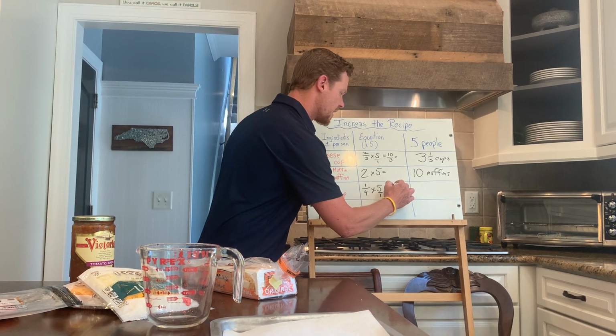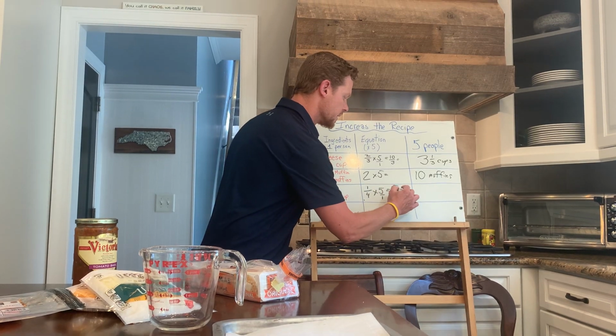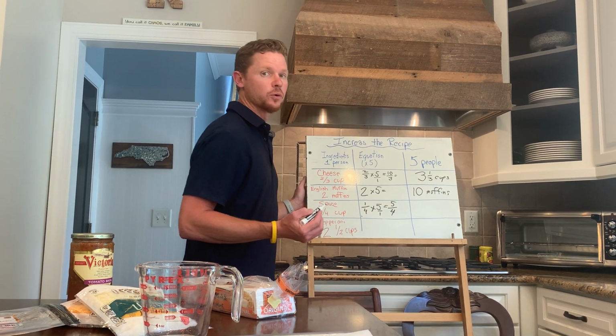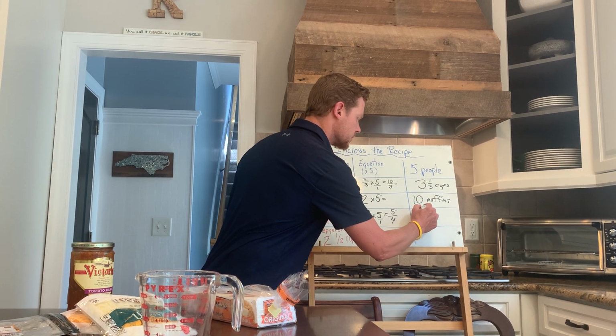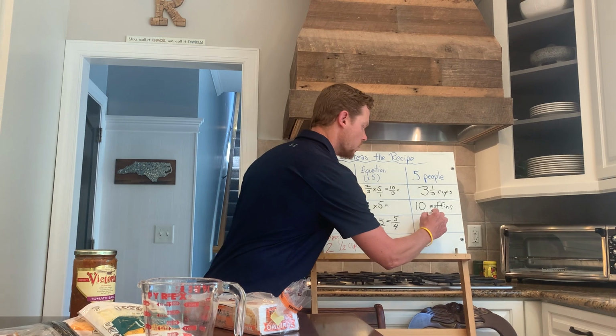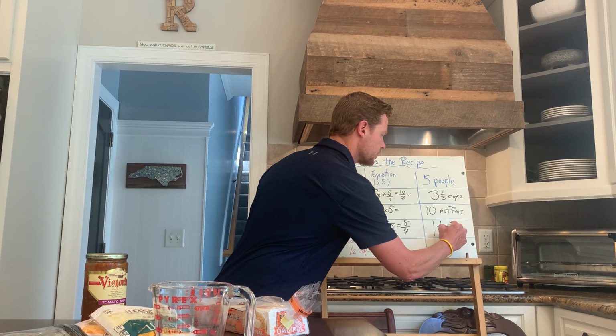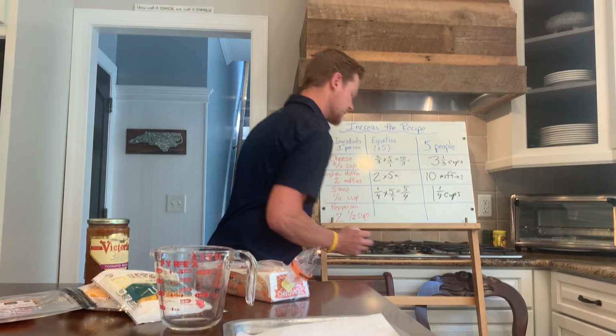1 times 5 is 5. 4 times 1 is 4. So I get 5/4, which is an improper fraction. We have to convert it, right? So 5/4 I know is equal to 1 whole and 1/4 of a cup. And that'll be for my sauce.